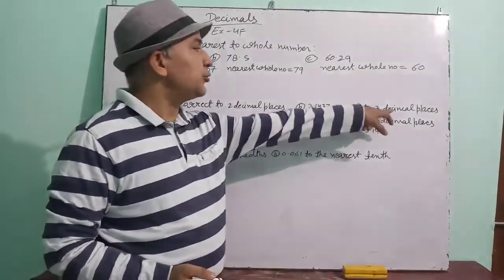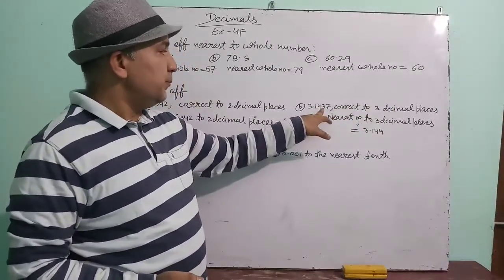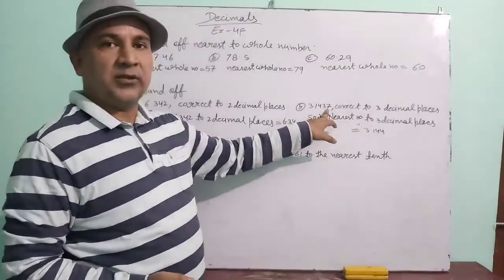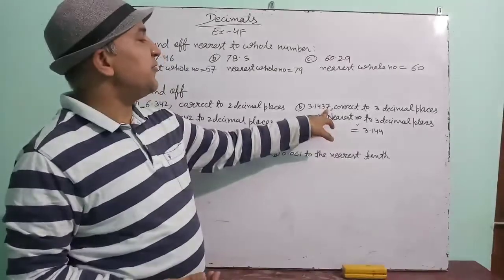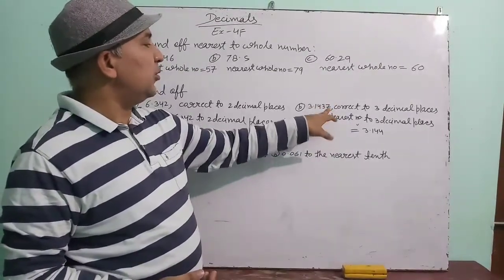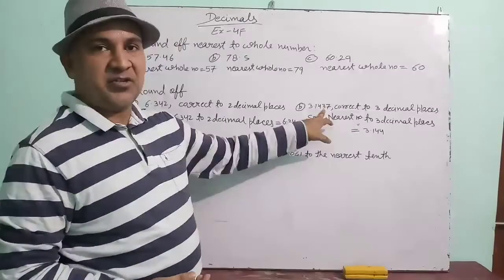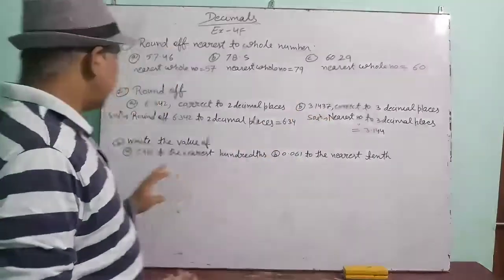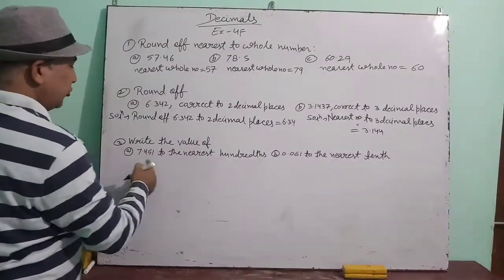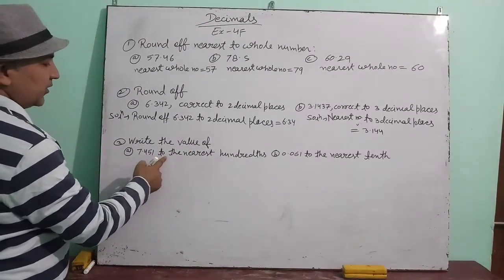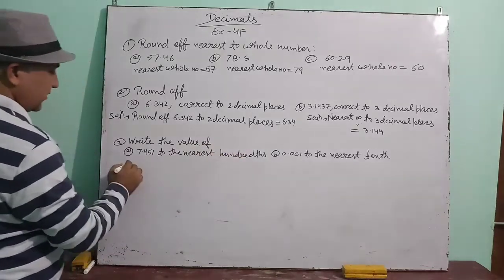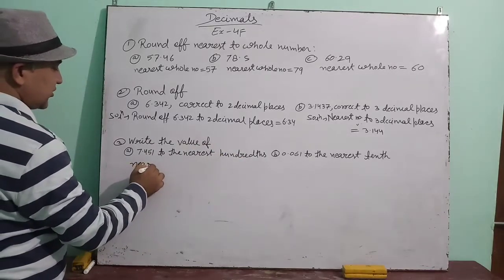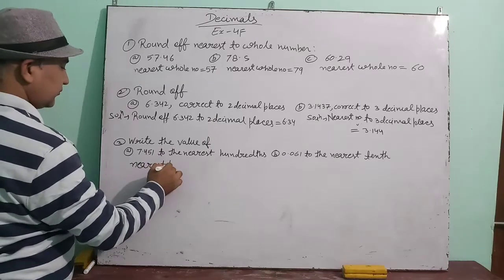Because we have to take 3 decimal places, we have to remove the fourth one. The fourth one is greater than 5, that is why it is removed and 1 is added to the previous number. Okay? See one more. Write the value of 7.451 to the nearest hundredths. What will be the nearest hundredths?